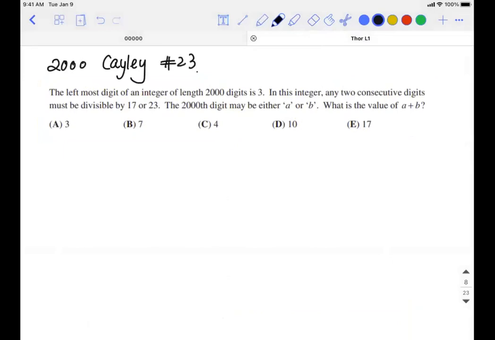Okay, Cayley has 25 problems. 23 is almost the last 3 problems. So let's have a look at how we're going to deal with such a problem, and how we use the technique we introduced to solve it.